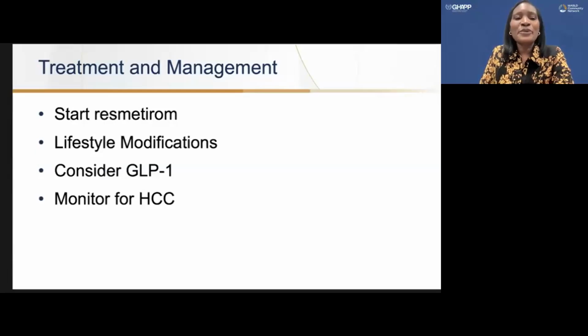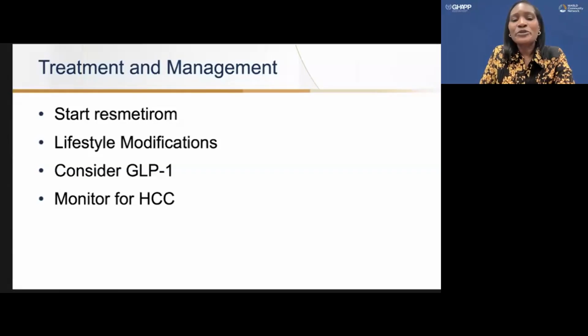So treatment and management for this patient would include resmetirom, which is Rezdiffra, which I think Lauren mentioned earlier. Lifestyle modifications. These patients need to optimize their management of their metabolic conditions such as hypertension, hyperlipidemia, and diabetes. His sleep apnea definitely needs to be treated to optimize his cardiovascular risk factor mitigation. And also consider use of a GLP-1 for his diabetes management, which he isn't already on. So that would be something to do to manage that a little bit better.